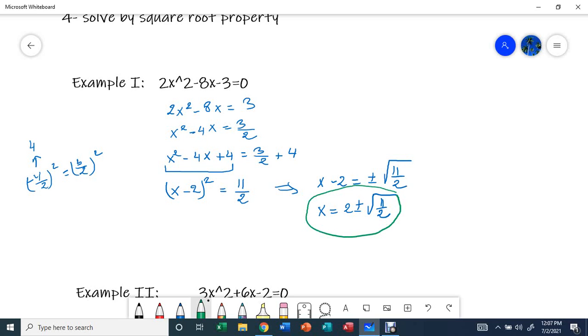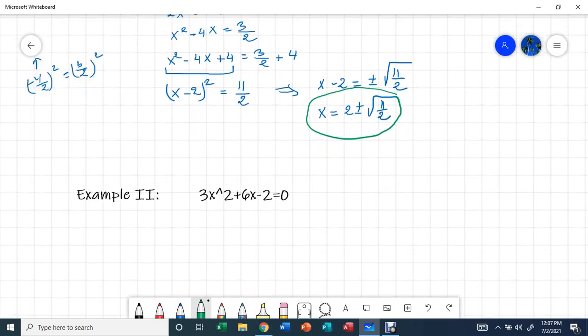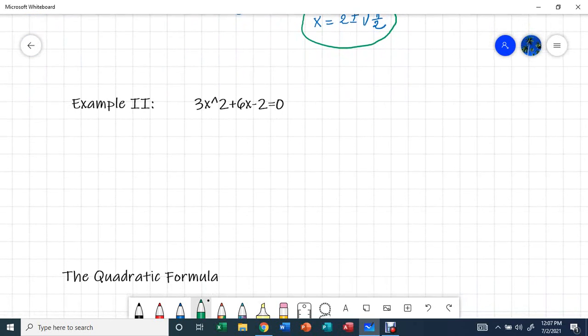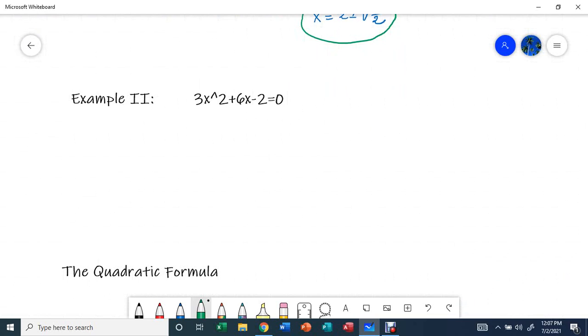So let's do one more example and we can move on to another way of solving quadratic equations. So the second example is 3x squared plus 6x minus 2 equals 0. So first step, adding 2 to both sides. So we get 3x squared plus 6x equals 2.